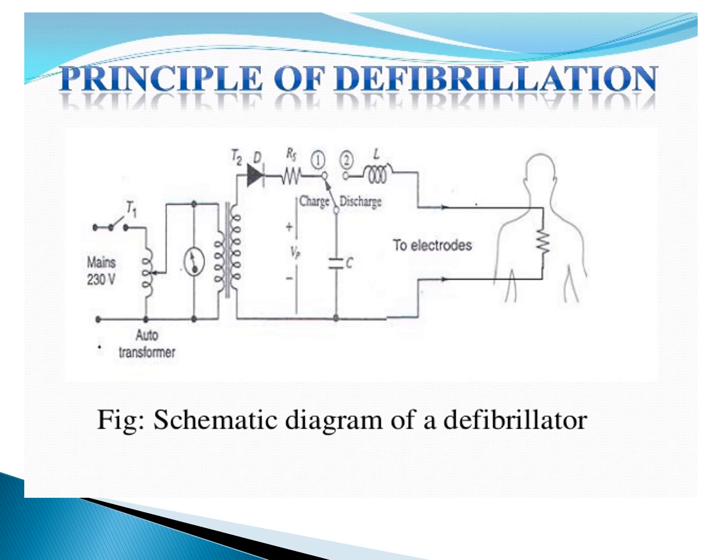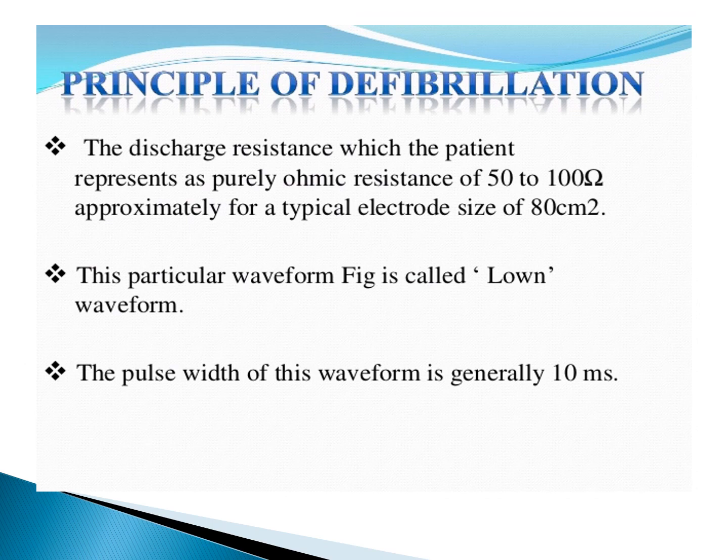Once we press the charge button, after getting charged, it will give an alarm, and then we will apply the charge. That is, we will apply a shock to the patient's body via the electrodes or the paddles, and the discharge goes through the resistance which the patient represents. The resistance ranges from approximately 50 to 100 ohms for a typical electrode size of 80 square centimeters, and the waveform is called a long waveform.